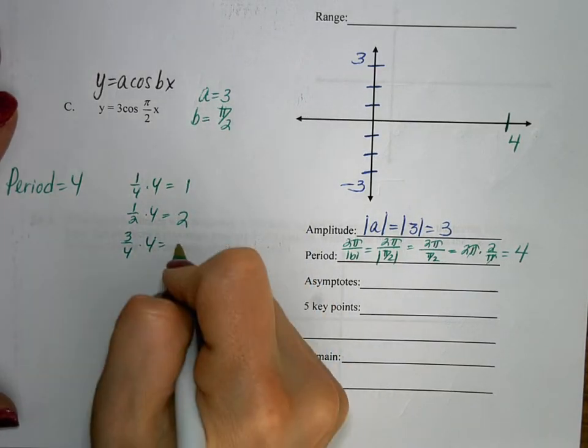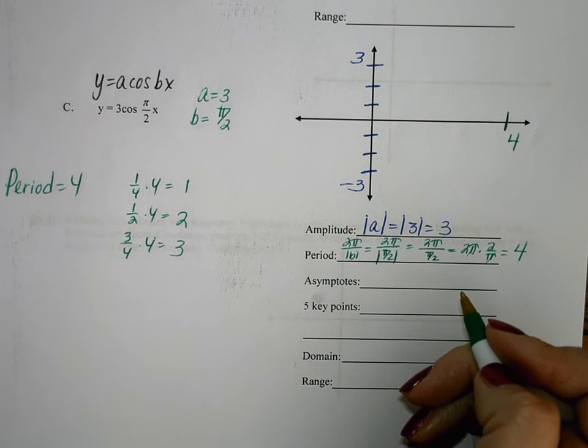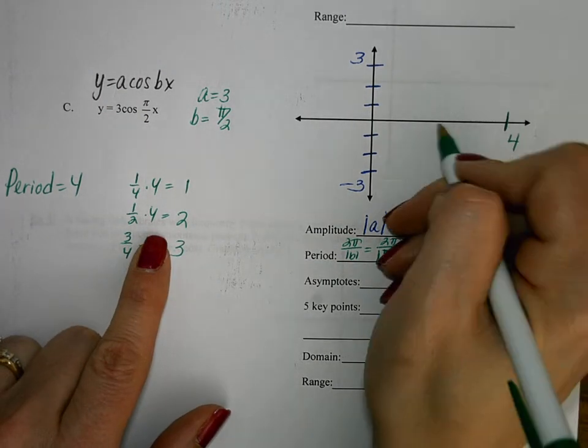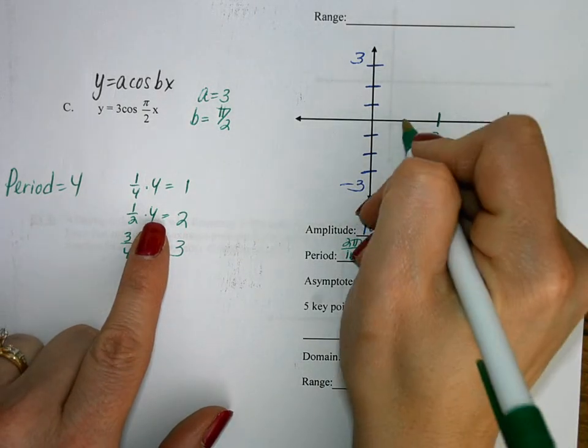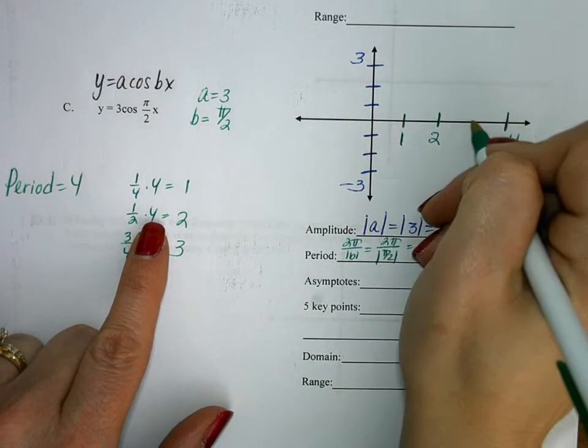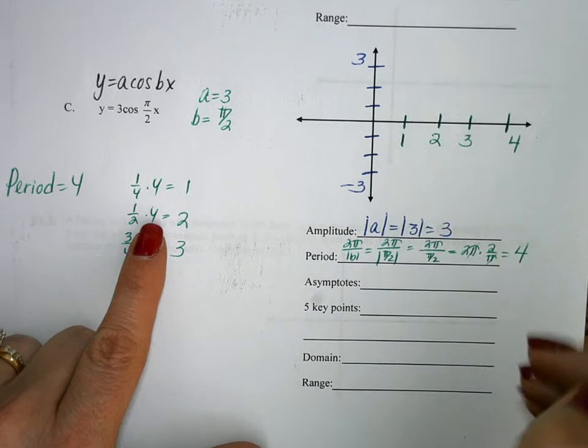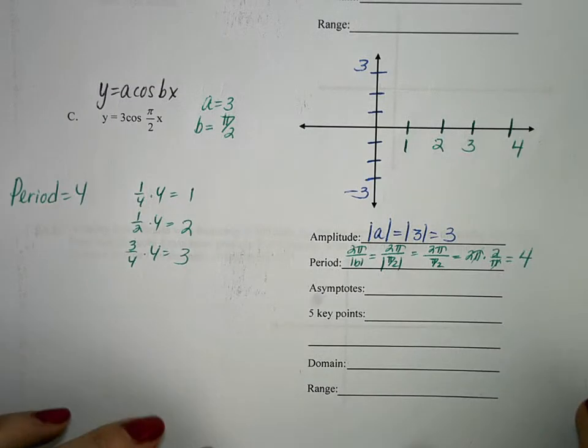Beautiful. All right, so I always like to start with the halfway point to get my graph looking nice. So halfway to 4, I'm at 2. A quarter of the way to 4, I'm at 1. And 3/4 of the way to 4, I'm at 3. Nice ones to put on this time.